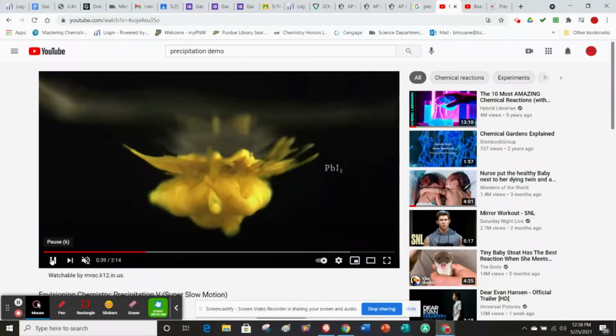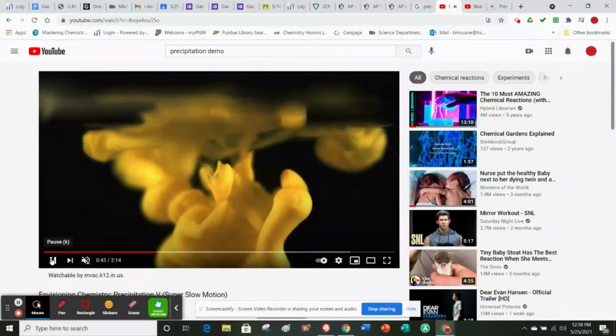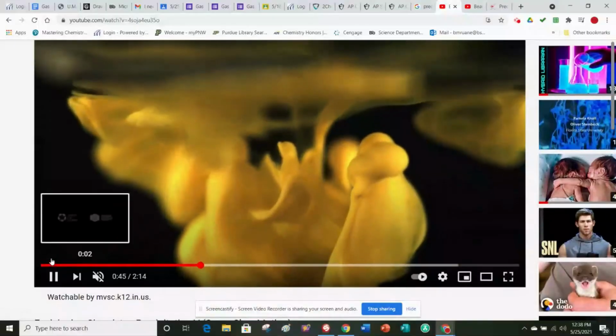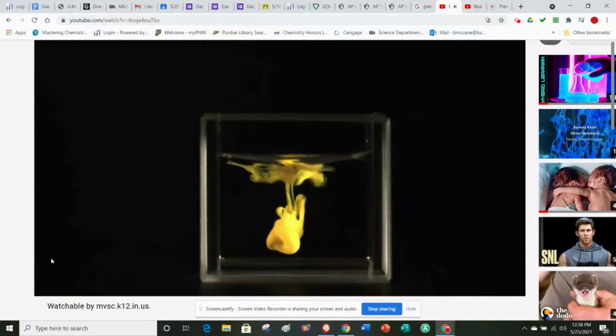So that's the one drop, and I thought the slow-mo was really cool. And there's that one drop again, and instantly we form that solid yellow precipitate that falls out of solution.